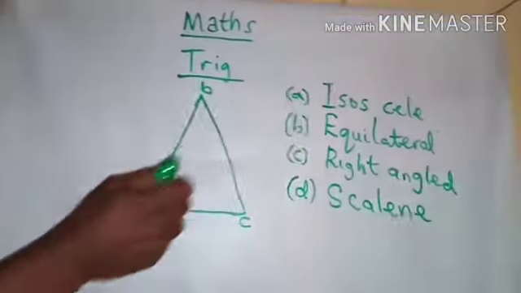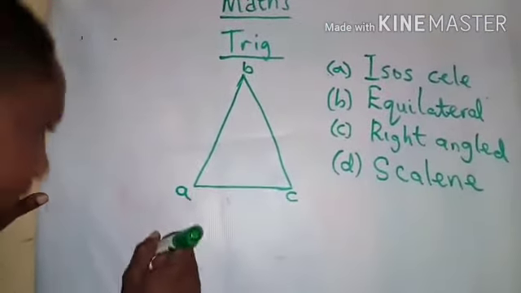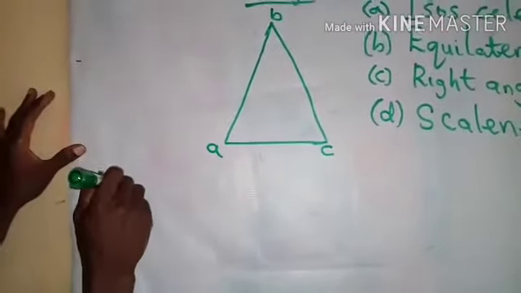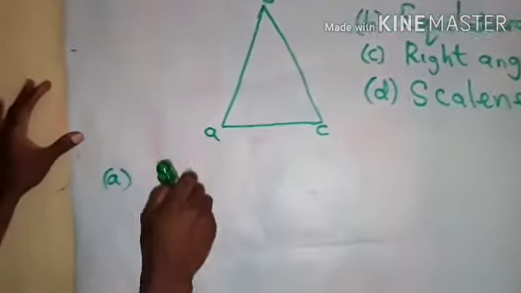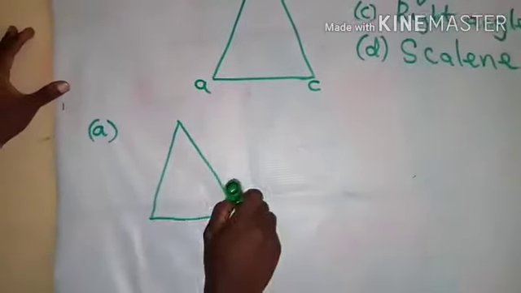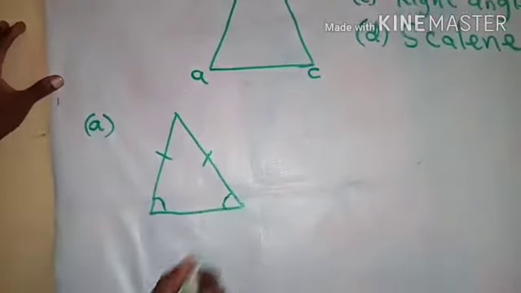From the definition of A, which is isosceles: an isosceles triangle has two sides and two angles equal.